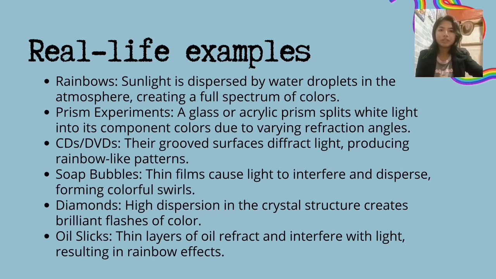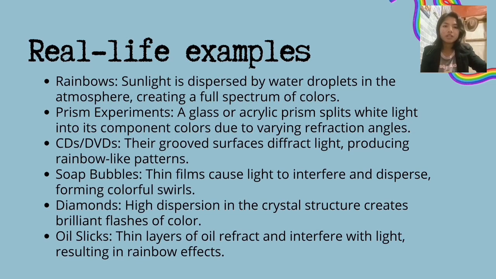Next is prism experiments. Prism experiments offer a controlled way to observe this effect. When white light passes through a glass or acrylic prism, it spreads into a spectrum due to the varying refraction angles of each color. Red light exits the prism at a shallower angle, while violet bends more steeply, forming a vivid display of colors.